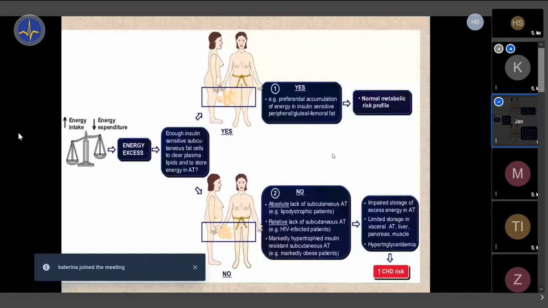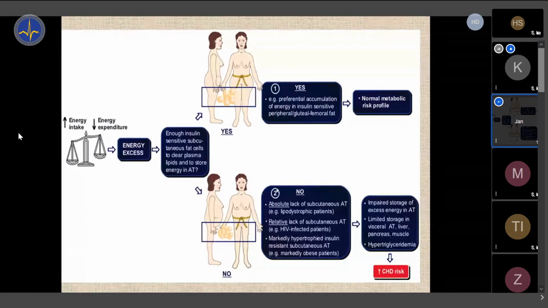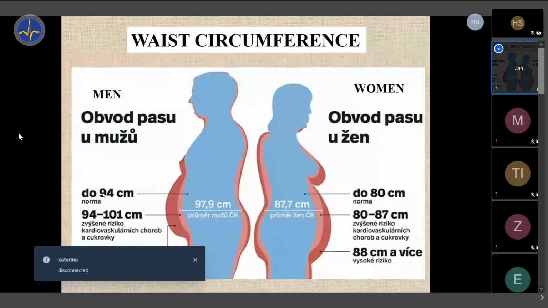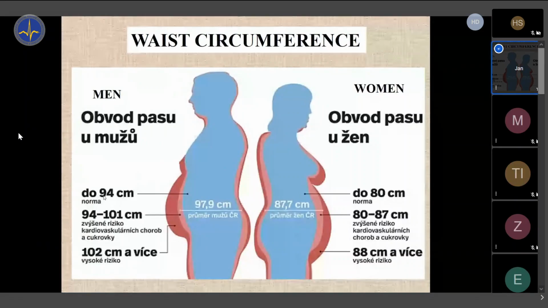So this is why we focus so much on waist circumference, and we measure it repeatedly. We measure it in every patient in our diabetology practice, but also in our obesitology practice. And what we want you to remember is the normal values, because they are quite strict. In men, it's 94, and it's 80 in women.